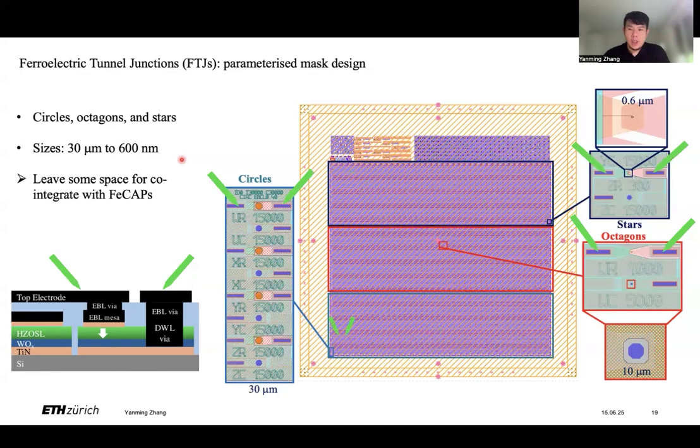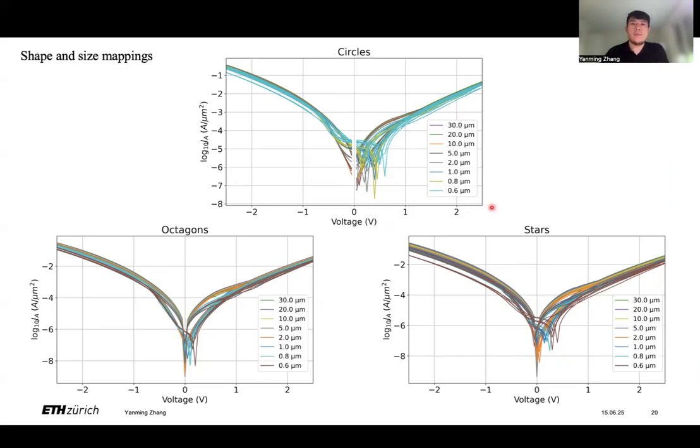With this very compact design, we can do automatic mapping measurement as a probe station by controlling the motion of the needles to get really a large amount of data for devices with different shapes and sizes from 30 microns down to 0.6 micrometer. Here are the results for mapping measurements.